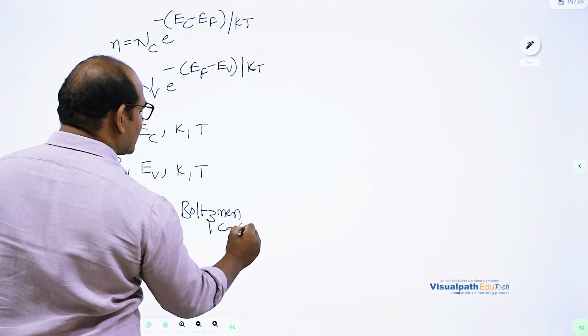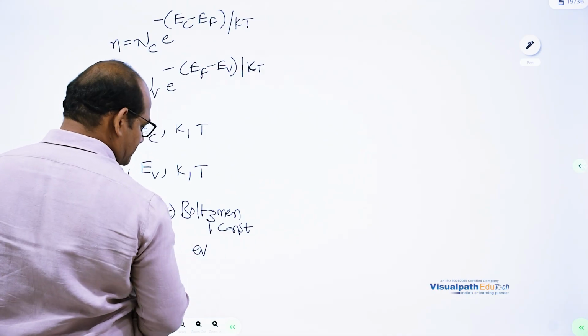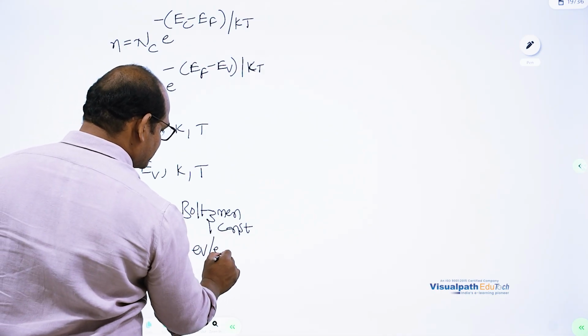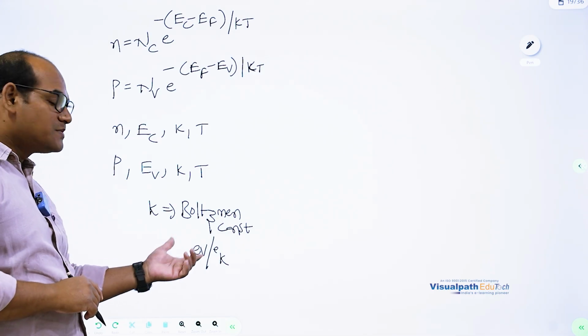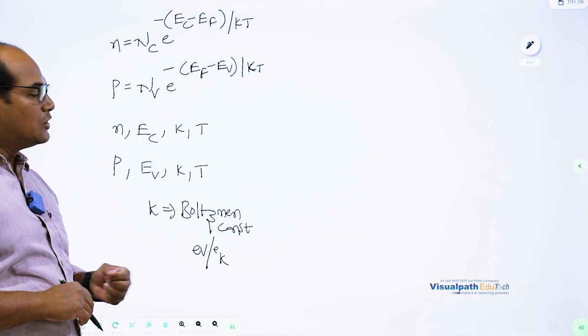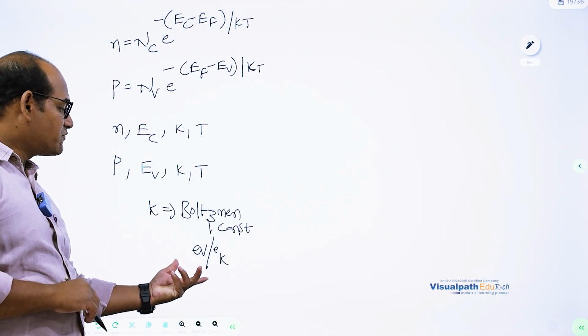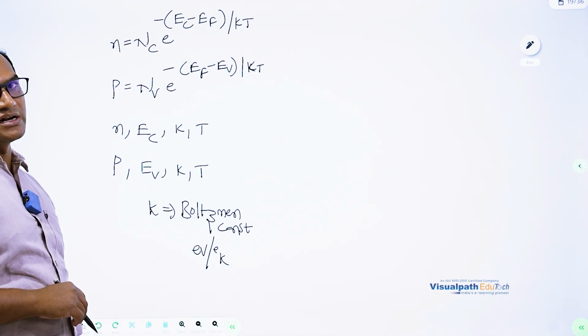It is just the Boltzmann constant. It is measured in electron volts per degrees Kelvin, or it can also be measured in joules per degrees Kelvin. Why? Electron volts can be written in terms of joules also. So K can be given in terms of electron volts per degrees Kelvin, or in terms of joules per degrees Kelvin also.